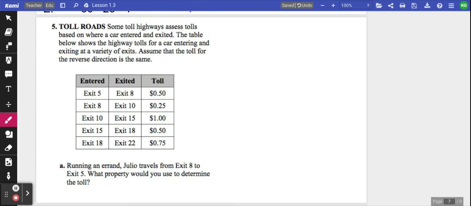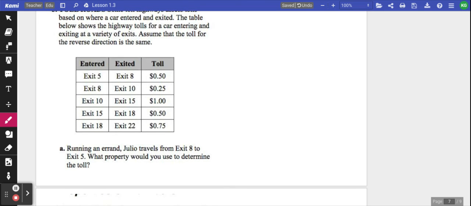Some toll highways assess tolls based on where a car entered and exited. The table below shows the highway tolls for a car entering and exiting at a variety of exits. Assume that the toll for the reverse direction is the same. Running an errand, Julio travels from exit 8 to exit 5. What property would you use to determine the toll?